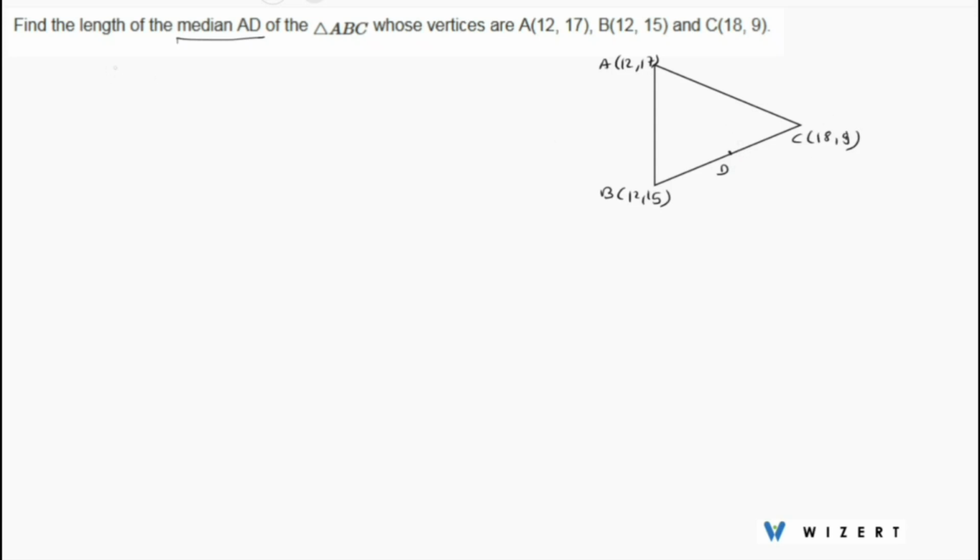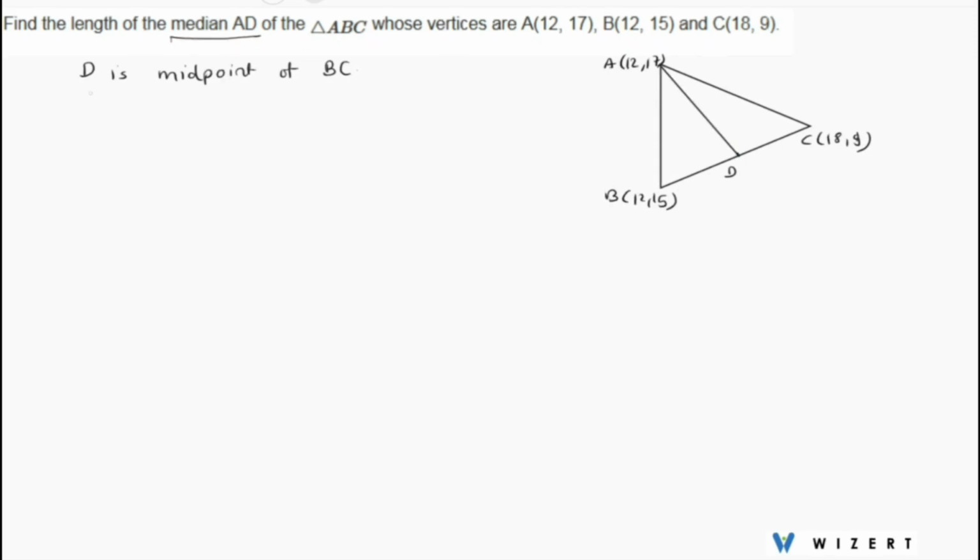So D has to be the midpoint of BC. So we can easily find the coordinates of D. So let's find the coordinates of D. D(x, y) can be found by simply (x1 plus x2) by 2 comma (y1 plus y2) by 2, where we have B(x1, y1) and C(x2, y2).